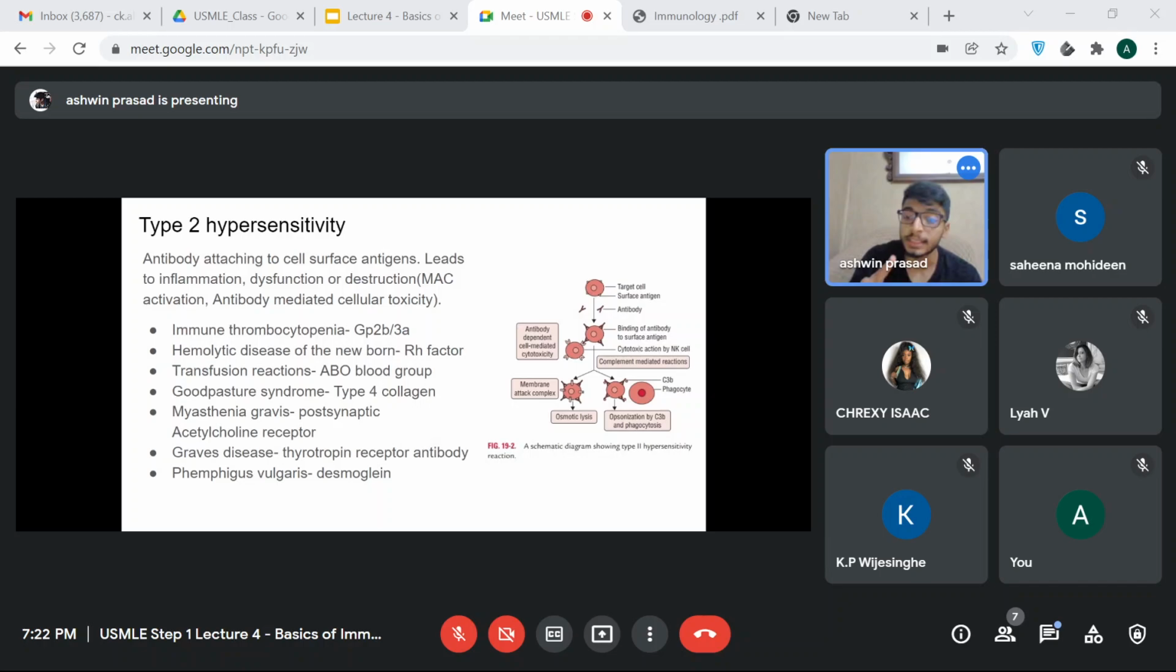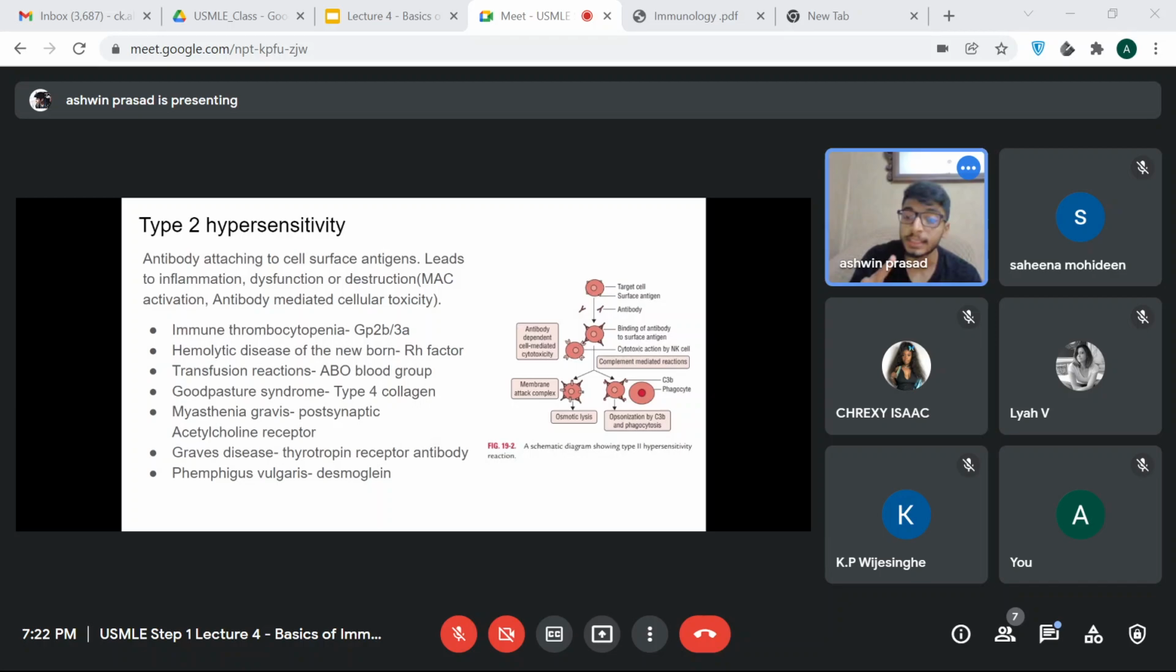Polyarteritis nodosa is a type of vasculitis, an inflammation of the vessels, in which you have a lot of fibrinoid necrosis that attacks the walls of your vessels, and it can cause inflammation in different organs in your body.